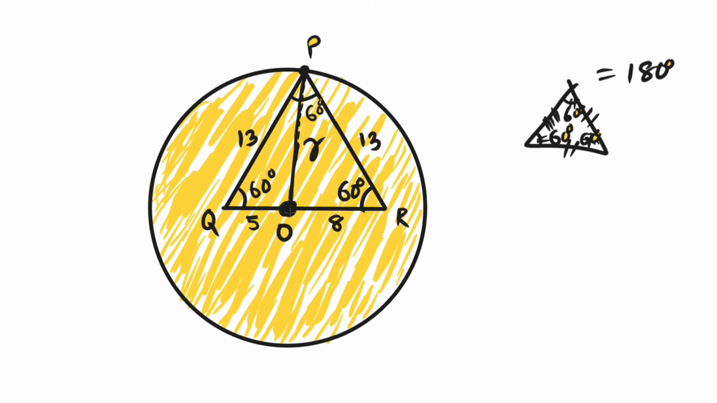Since O lies on the side QR, the segment QO points in the same direction as QR, so the angle between PQ and QO is the same 60-degree angle. In other words, angle PQO equals 60 degrees. At this point, we can focus entirely on the smaller triangle PQO.